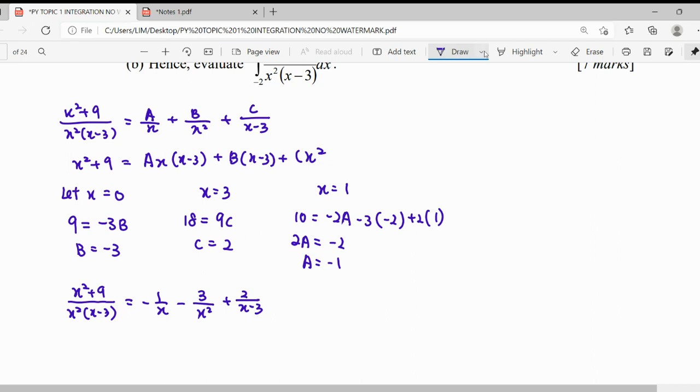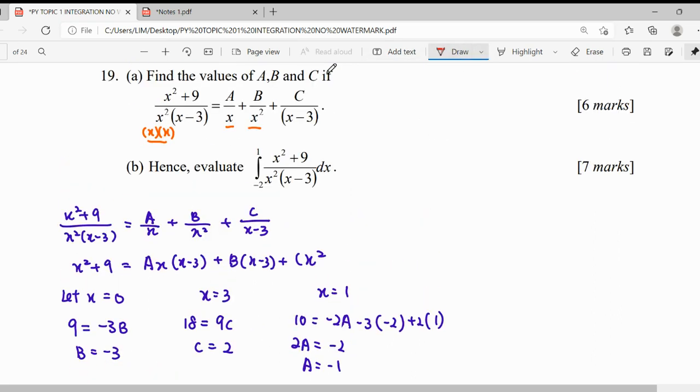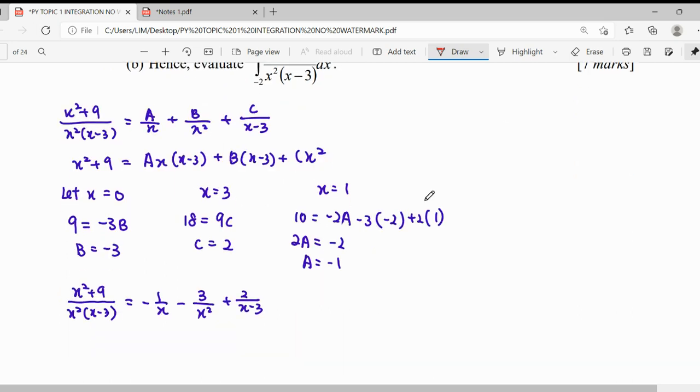So for this part first, you look at the question, their main purpose is asking for our A, B, C for 6 marks. So our marking will stop here. For the first mark, of course this won't have a mark because this is given.